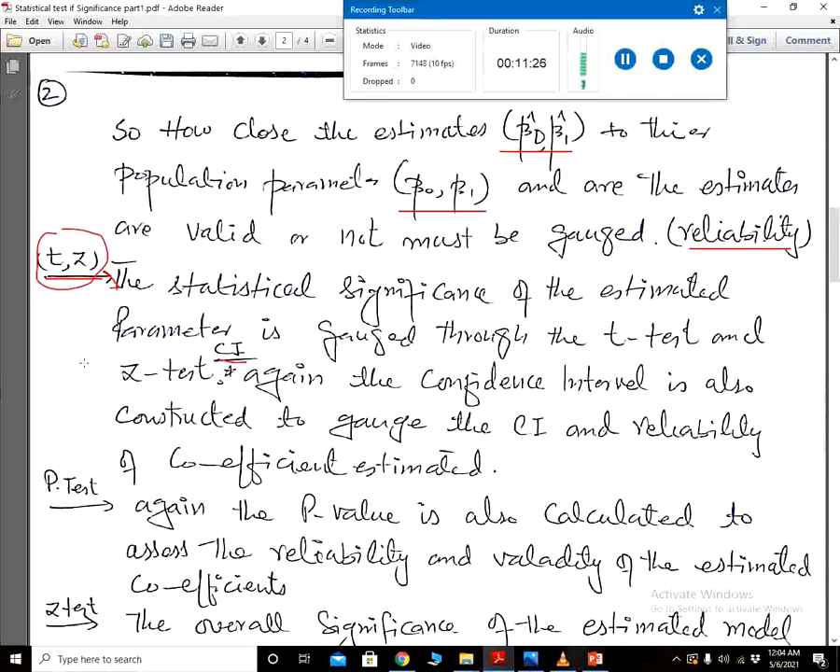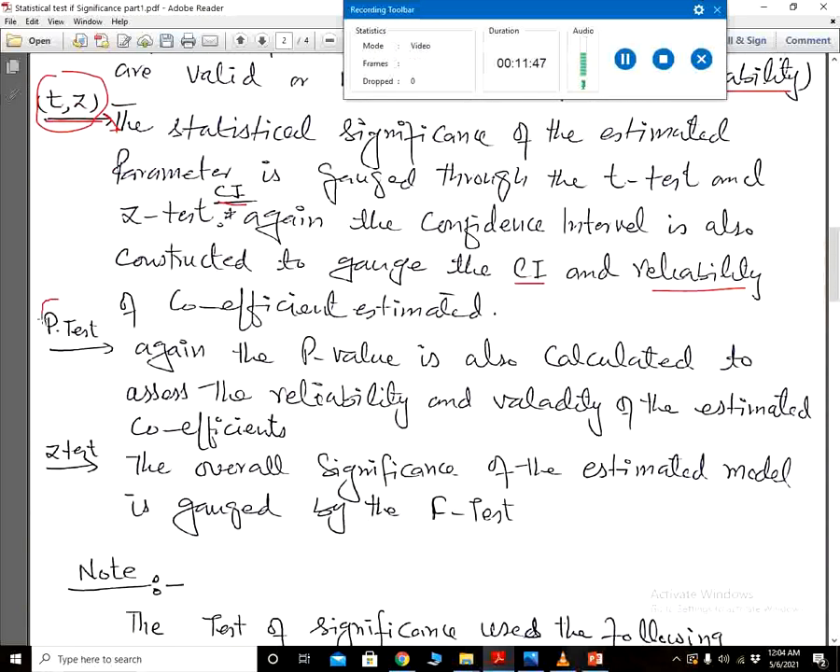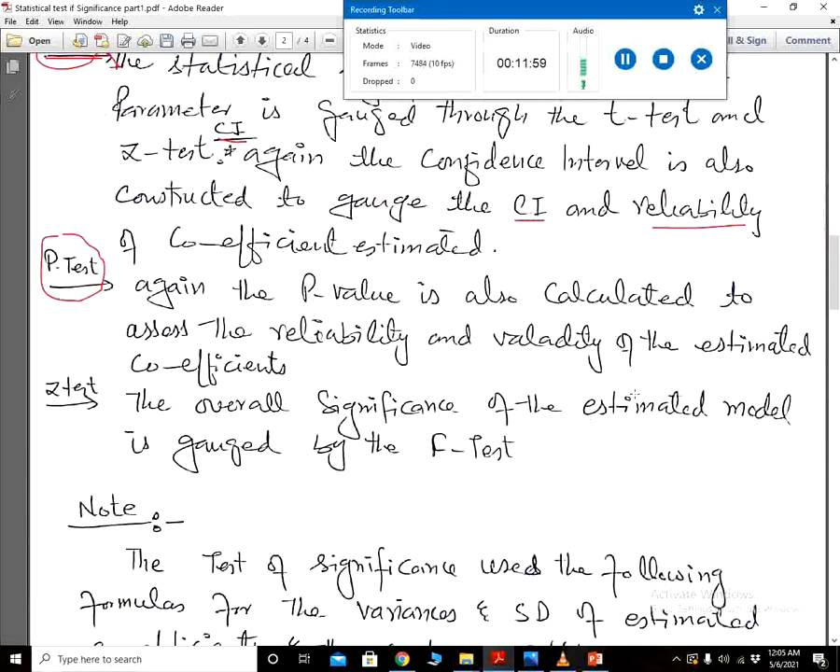We use T and Z tests to gauge the statistical significance or reliability of the coefficient estimate. The second test that we use is the confidence interval test, the CI test. The confidence interval test is also constructed to gauge the confidence interval and reliability of the estimated coefficient. The third test that we will use to estimate the reliability, validity and statistical significance is the p-value test. The p-value test is also calculated to assess the reliability and validity of the estimated coefficient.